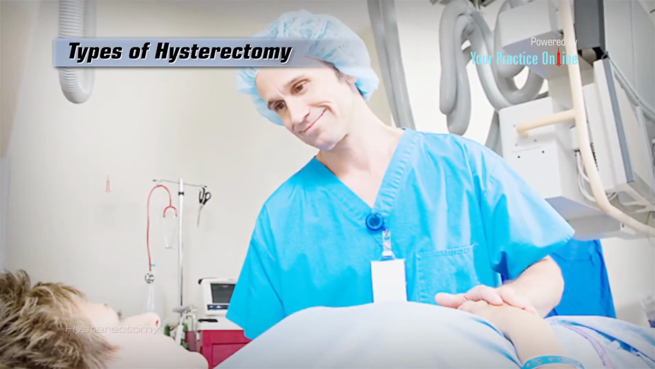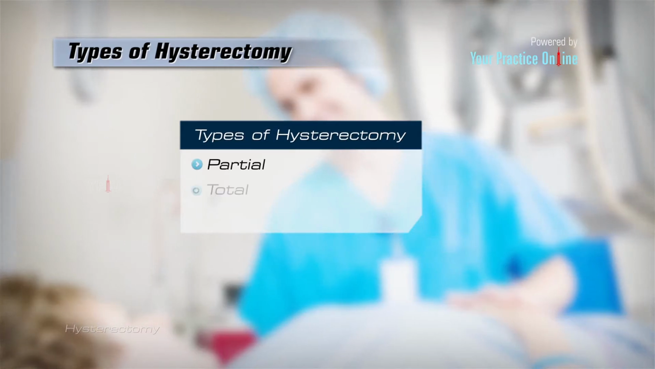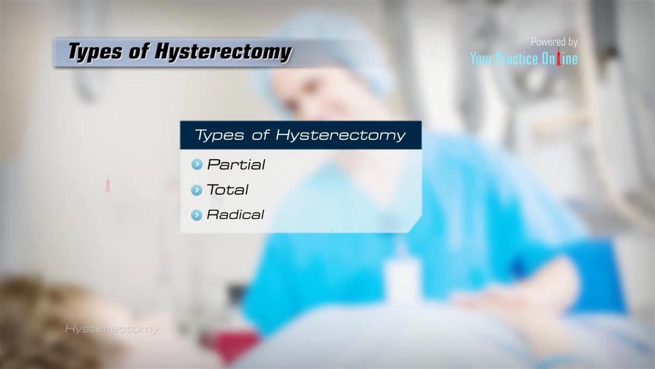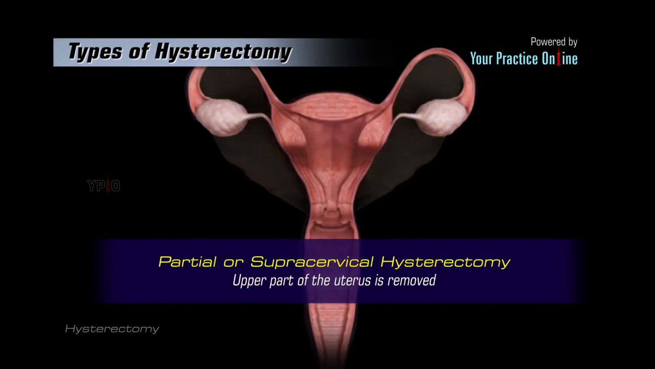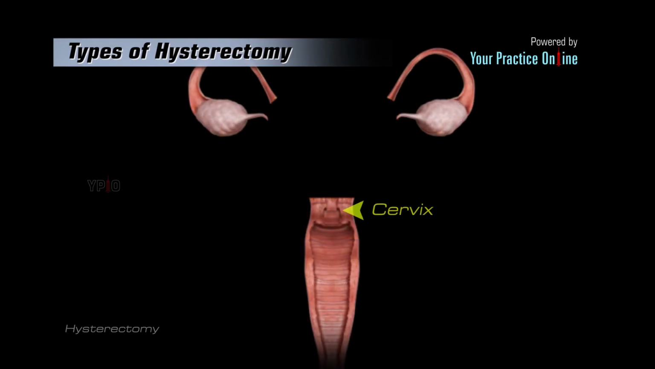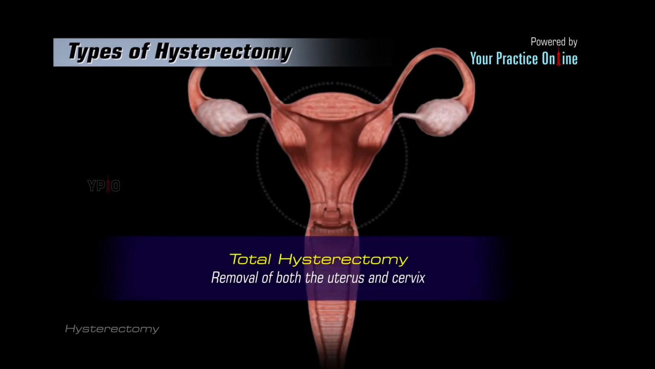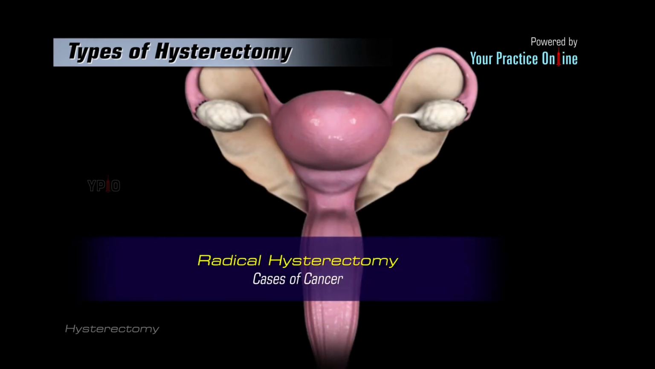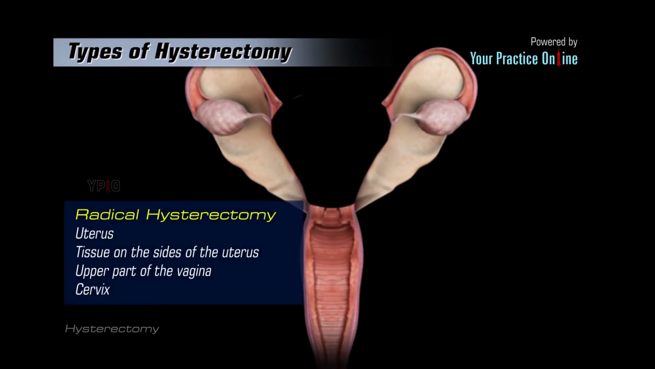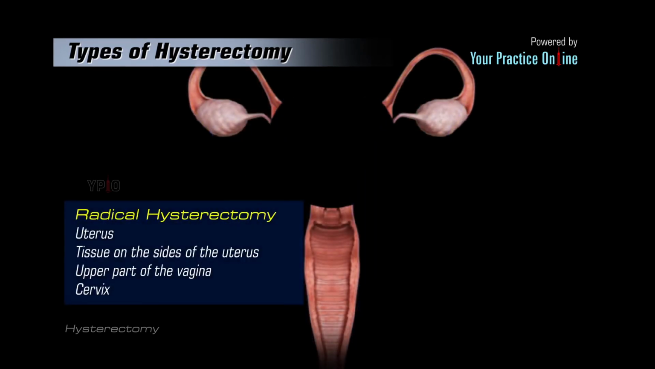Types of hysterectomies include partial, total, or radical hysterectomy. Partial or supracervical hysterectomy is where the upper part of the uterus is removed, but the cervix is left in place. Total hysterectomy involves removal of both the uterus and cervix. Radical hysterectomy is usually done in cases of cancer and involves removal of the uterus, tissue on the sides of the uterus, upper part of the vagina, and the cervix.